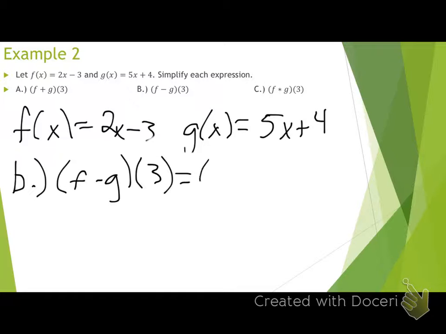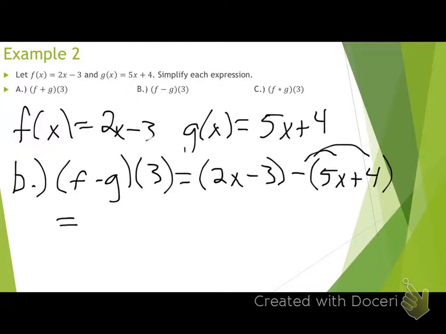So what's F of X? 2x minus 3, minus, what's G of X? 5x plus 4. What's special about subtraction when I'm doing my combinations of functions? Got to distribute what? Negative 1 to which set of parentheses? The set of parentheses behind the negative 1, right?